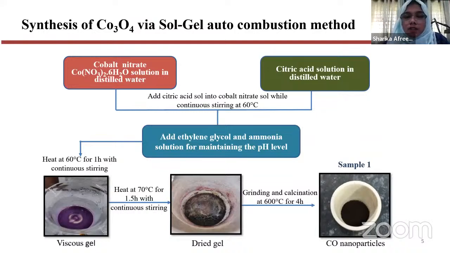So I have used the sol-gel auto-combustion method to synthesize the cobalt oxide nanoparticles. In this synthesis process, I have taken cobalt nitrate solution in distilled water and a citric acid solution in distilled water. After that, I have added the citric acid solution into the cobalt nitrate solution while continuously stirring at 60 degrees centigrade. And after that, I have added ethylene glycol as a gelling agent to make the viscous gel, and ammonia solution for maintaining the pH level of the solution. After the continuous stirring on a magnetic stirrer for 1 to 2 hours at 70 degrees centigrade, as a result of combustion, we got the dried gel, which was further ground and calcinated at 600 degrees centigrade for 4 hours to get the final particles of cobalt oxide.